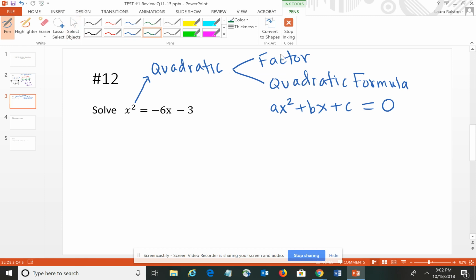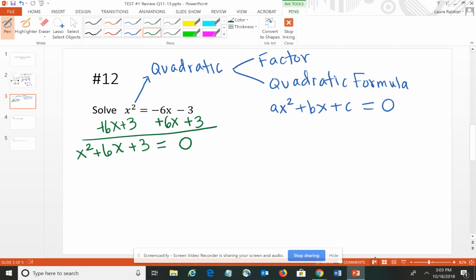So the first thing I'm going to do here is get the equation set equal to 0. So I'm going to add 6x and add 3 to both sides at the same time, doing 2 steps at once, so that I have x squared plus 6x plus 3 equals 0. If I think about factoring, I don't believe this particular problem will factor.